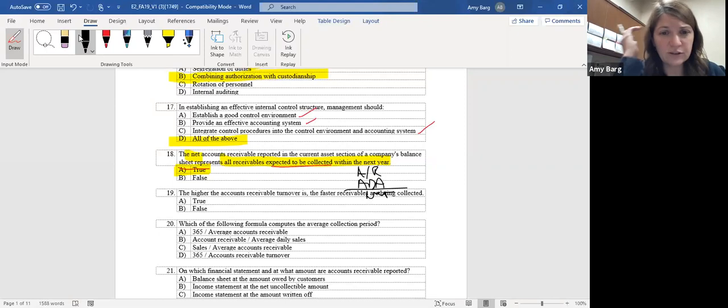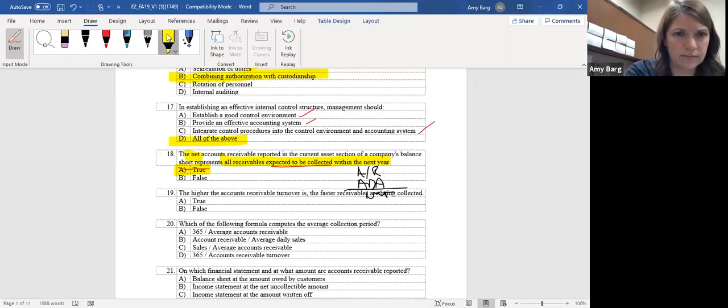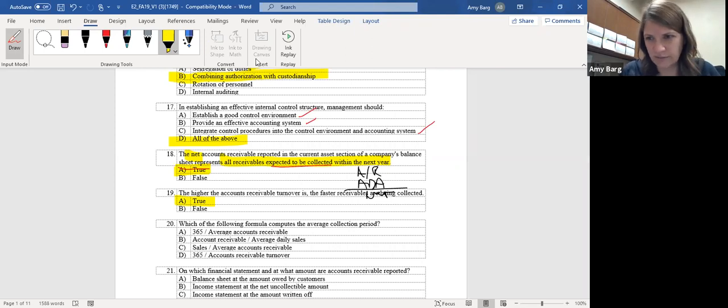Okay, the higher the accounts receivable turnover is, the faster receivables are being collected. So that means that's true. The faster we're turning over our receivables, the faster we're being collected. That's just kind of the definition there. If the accounts receivable turnover was slower, that would mean that our receivables are hanging out longer and we're not collecting them as quickly as we would like to.